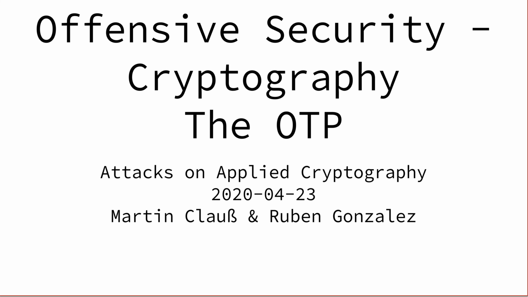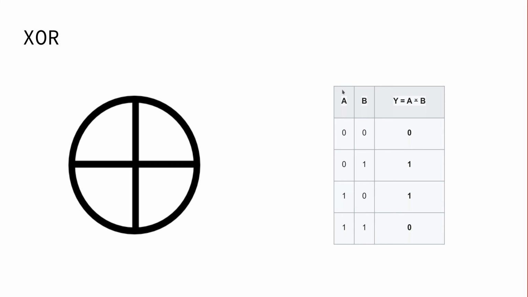Now we're going to look at a key concept of modern cryptography, or maybe even the key concept of cryptography, the one-time pad. To introduce the one-time pad, I first have to talk a little bit about the fundamentals. You are hopefully familiar with the XOR operation, the exclusive OR. I included the truth table here. The exclusive OR output is true if two bits are different from each other, and otherwise it's false.